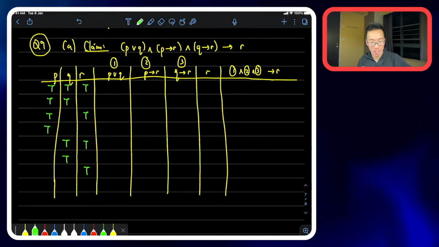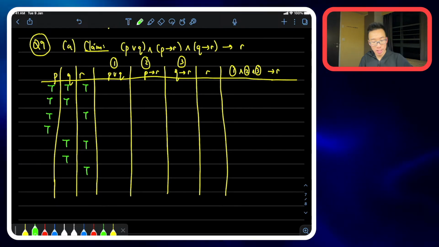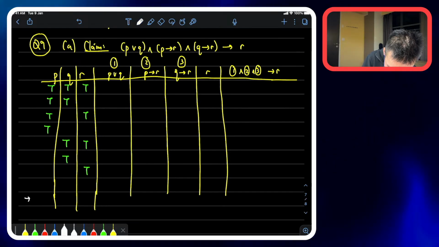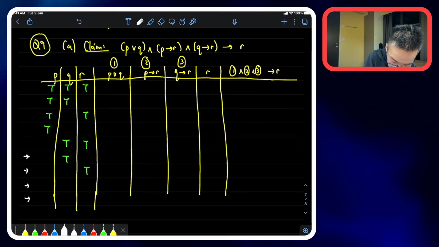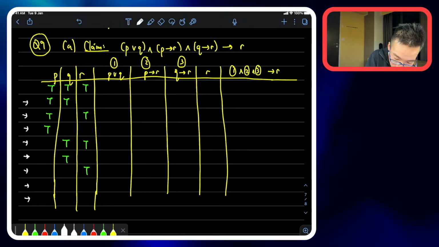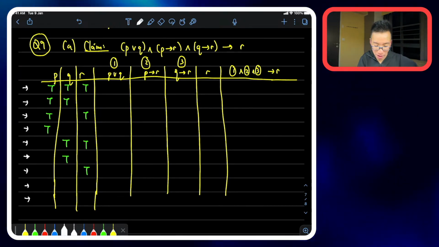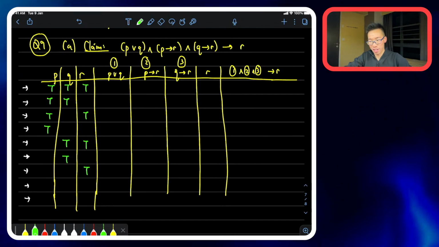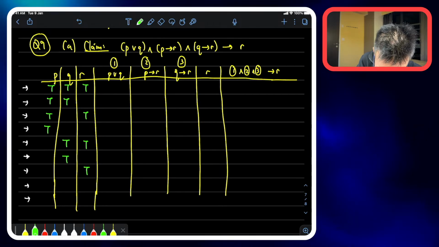I'll fill in the falses later. So let's just go ahead to fill them up. In fact, we will need to fill up until this column. We have these rows to take care of, but I'm just gonna put truths, right? So later I'll just fill in the falses and fast forward it and all that good stuff.